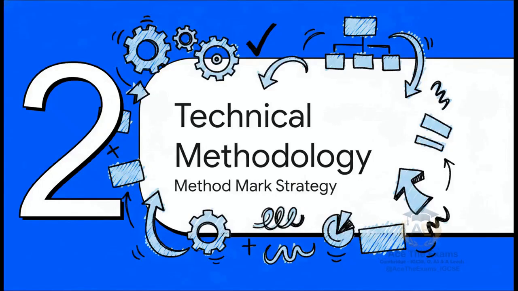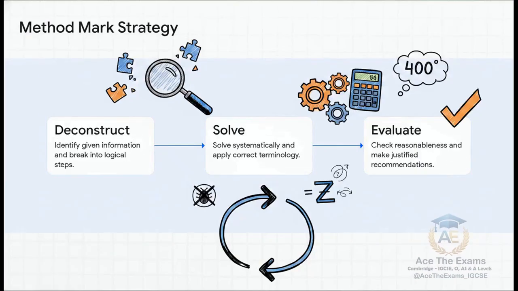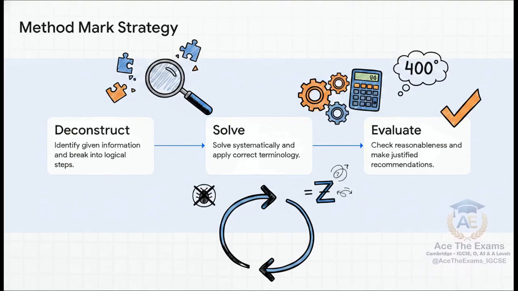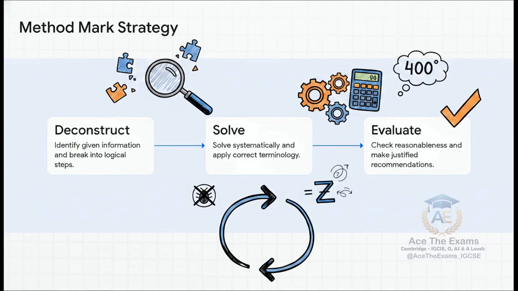Let's move straight into Section 2, Technical Methodology. This is the method mark strategy, and it is crucial. We are debugging the command matrix right now. Examiners want to see you execute this precise three-step problem-solving algorithm. Step 1, deconstruct the given information. Step 2, solve systematically. Step 3, evaluate and check for reasonableness. Think of this as your primary logical loop. First, you deconstruct the text and extract your variables.